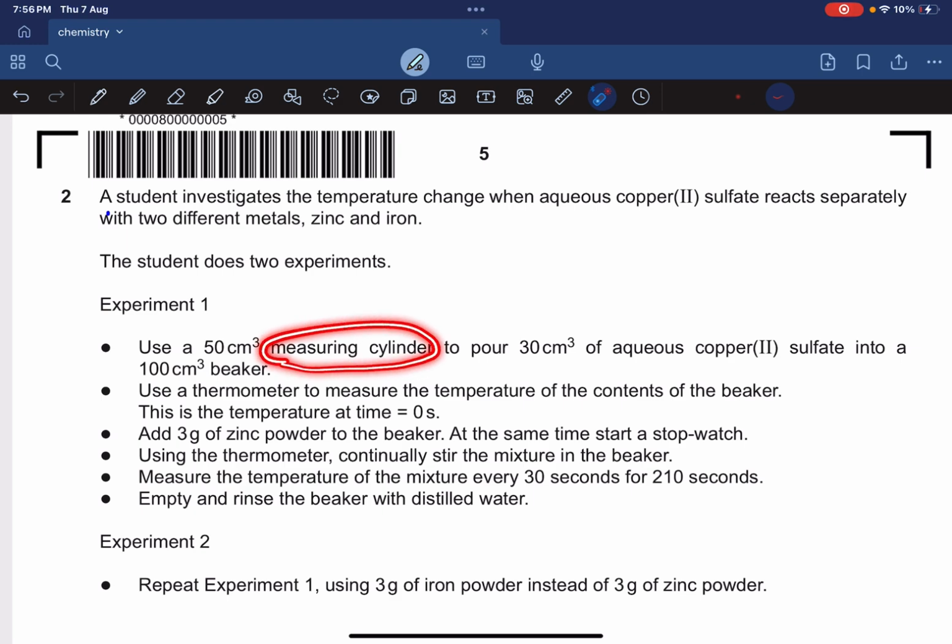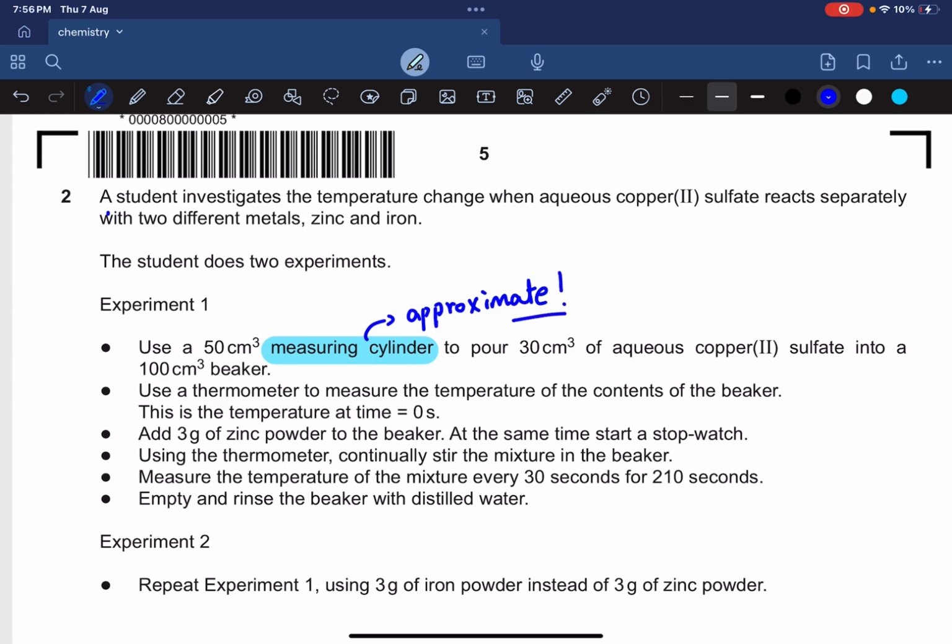Whenever you're using a measuring cylinder, always remember that a measuring cylinder can never give you exact amounts. A measuring cylinder only gives you approximate amounts. So this is my first mistake, that I'm using a measuring cylinder which is going to give me approximate values, not fixed values. To pour 30 cm cube, instead of a measuring cylinder, I could use a burette. Why? Because a burette would give me more accurate readings of aqueous copper 2 sulfate into 100 cm cube beaker.